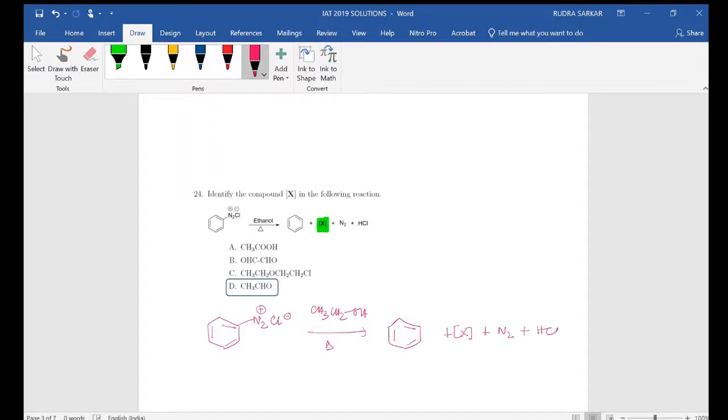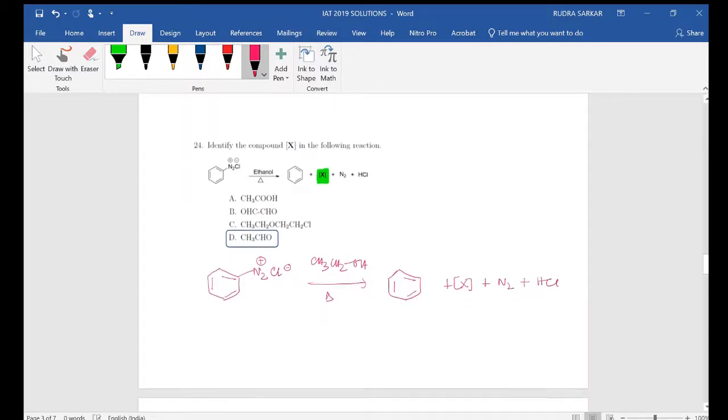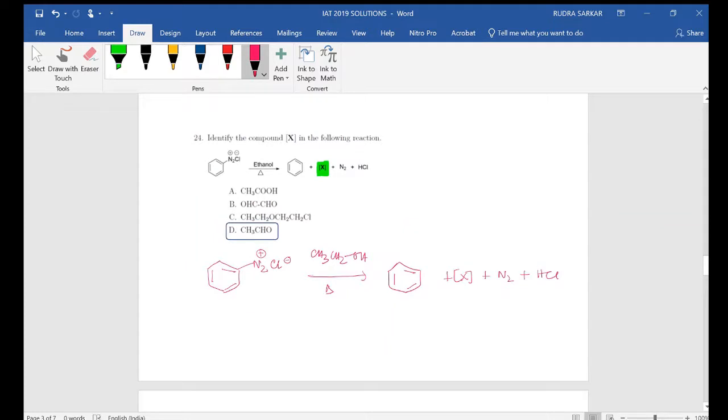Nitrogen is getting released. Okay, so there has been some abstraction of H. Okay, abstraction of H from this molecule. So if abstraction of H from this molecule happens, what one can say is that suppose in this reaction mechanism there is a formation of the positively charged ion, or there is a radical formation over here under these conditions.